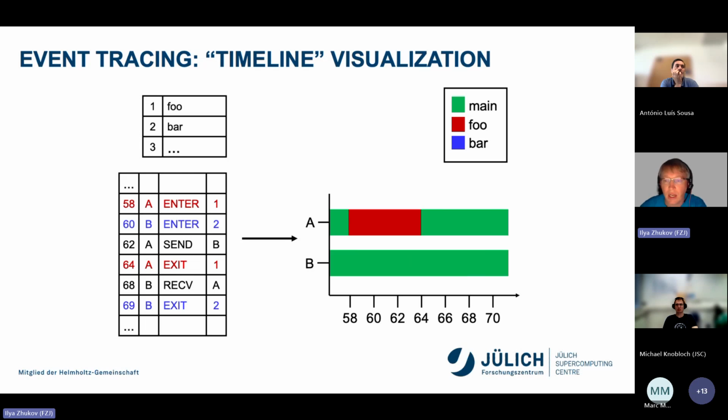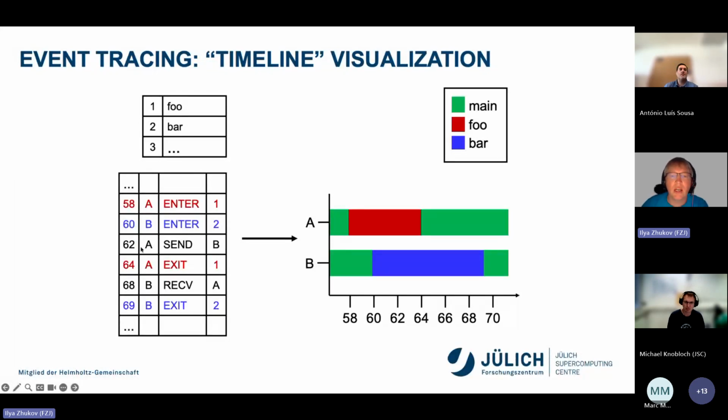And then inside main, we can already depict that our function foo happened from 58 to 64 time steps. So we can already draw it on this line of process A. Whereas our function bar happened from 60 to 69 on process B, right? And we can already draw it.